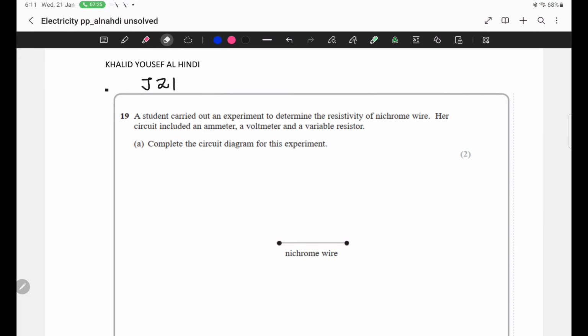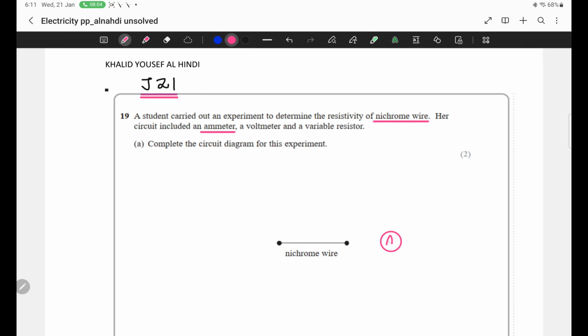The question number one of today's class is from the January 2021 paper, and this is the fourth question of the same paper. In this paper, you are given a nichrome wire. Nichrome wire is used in an electric heater because it produces a lot of heat energy. So this is a nichrome wire, and you have to complete a circuit diagram in which you have to connect an ammeter. You know, an ammeter is always connected in series.